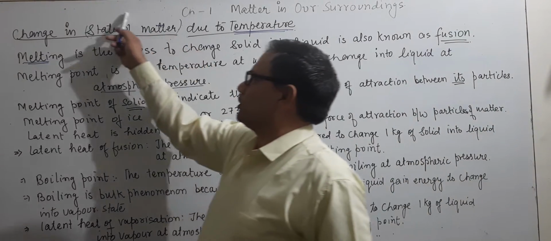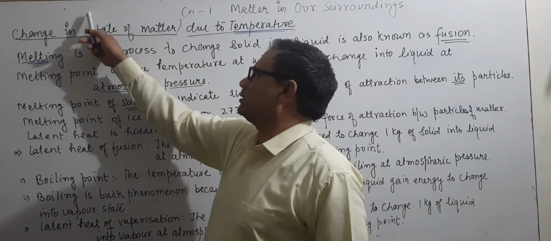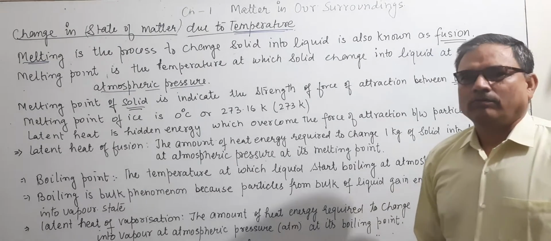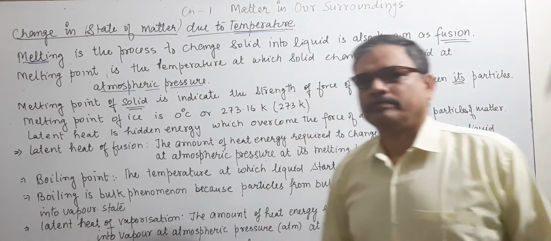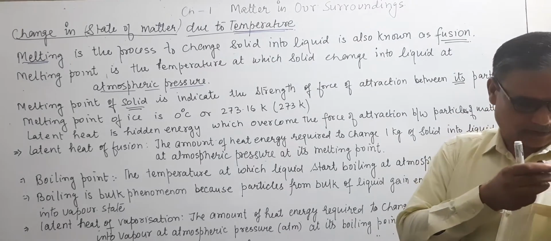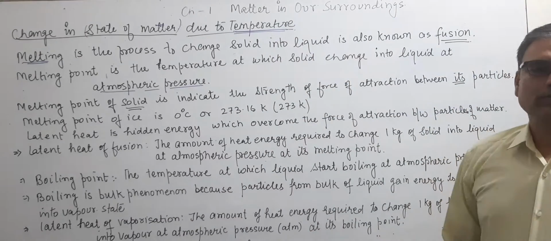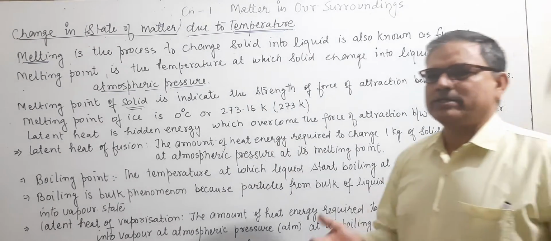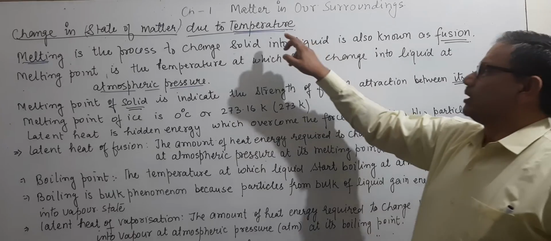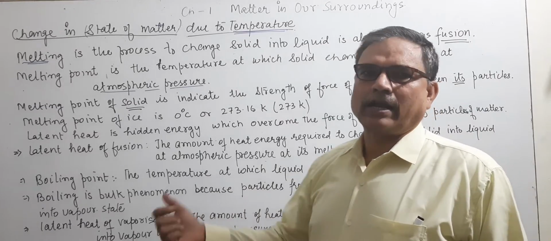तो in today's video we will discuss change in the state of matter due to temperature. What happens to the state of matter when there is a change in the temperature? First, we have to know what temperature is. Temperature is the degree of hotness and coldness, which measures hot and cold. We generally measure it in Celsius, Kelvin and Fahrenheit.